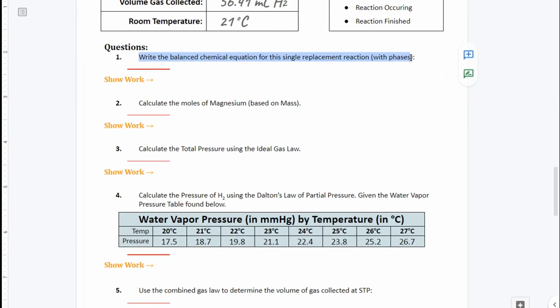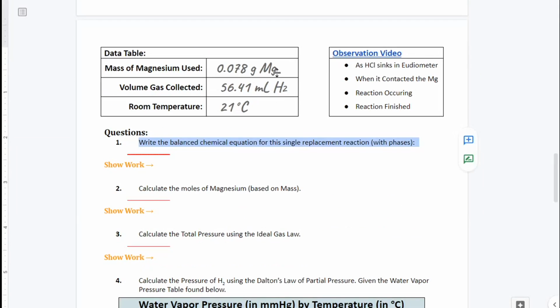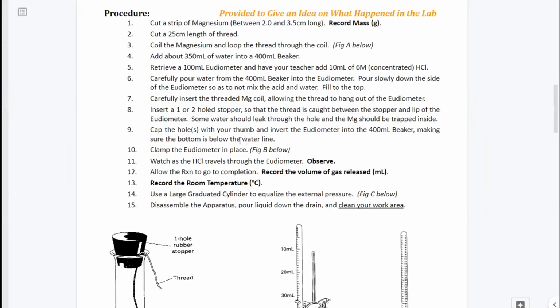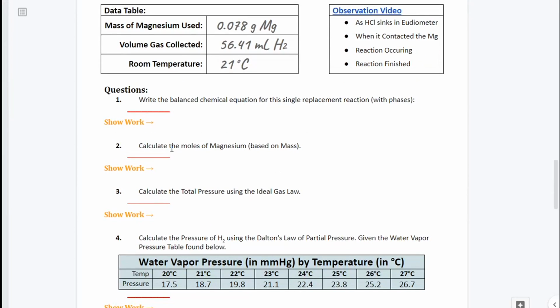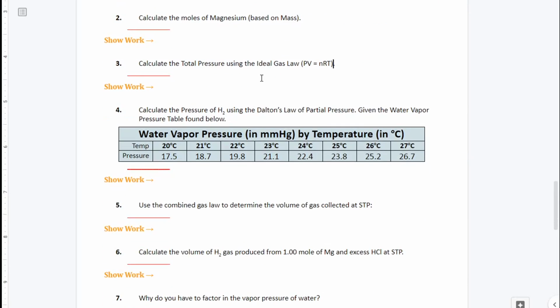Write the balanced chemical equation for the single replacement reaction. And if you read this, you've got magnesium metal and hydrochloric acid, which I believe it says in here. Yeah. So you've got that provided for you. Calculate the moles of magnesium based on mass. It's a very easy math question. Calculate the total pressure using the ideal gas law, which if you remember, the ideal gas law is PV equals nRT. So again, should be an easy question.